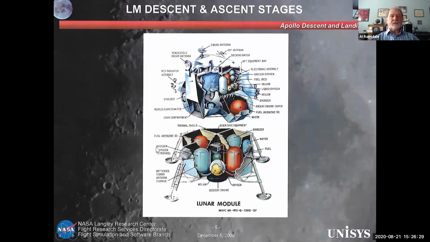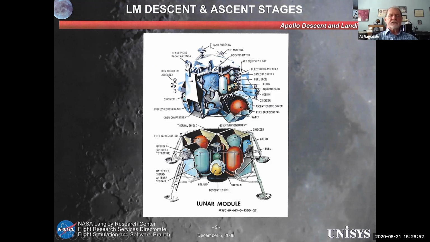Oh, this shows the 2 stages and what was inside them. The descent stage was mostly fuel tanks and a helium tank that pressurized the tanks for the descent engine that was underneath the middle of it. The descent engine could gimbal. It could always fire through the center of gravity.